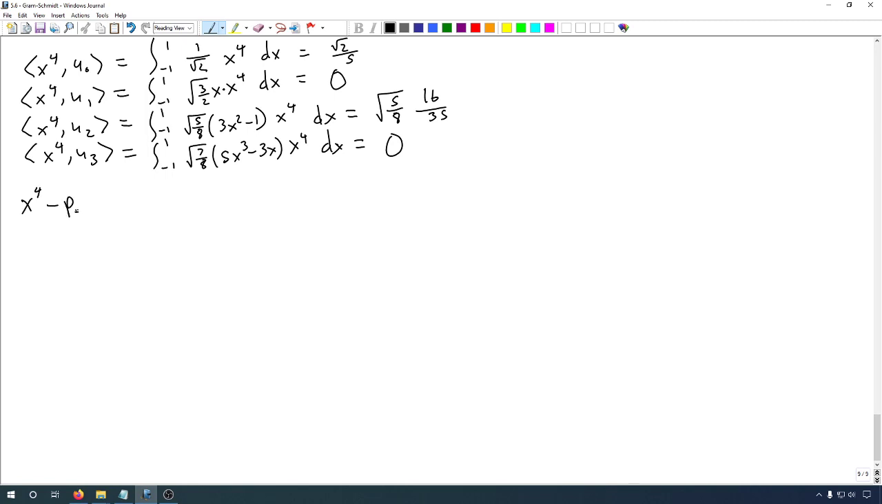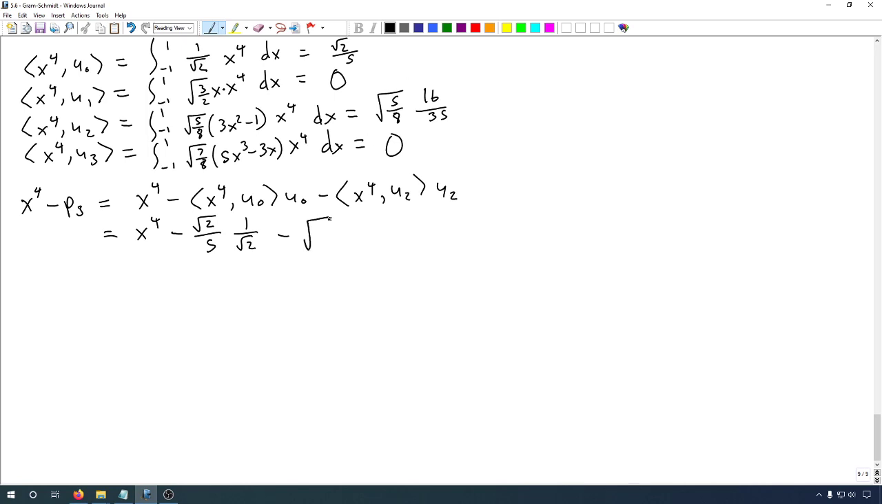So x to the 4th minus p3. And maybe I'm not going to write all this one out, but we do have x to the 4th. We have the inner product of x to the fourth with u0 times u0. The u1 term goes away, so I'm not going to bother writing that one. But we do have the u2 term, and then the u3 term goes away. So this will be x to the fourth minus square root of 2 over 5, but then u0 is 1 over square root of 2. That will simplify nicely.